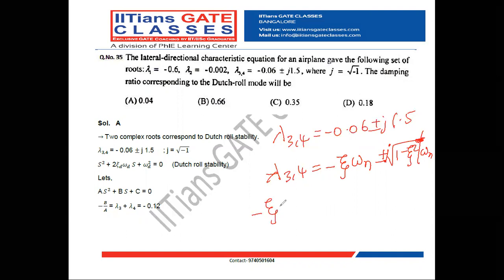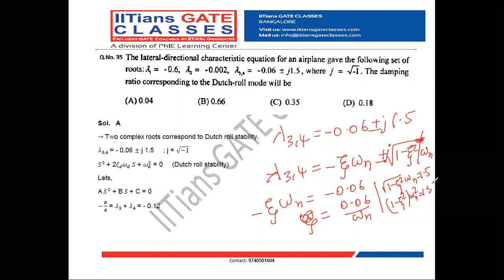we can get zeta into omega n equal to 0.06. So from that, zeta can be obtained as 0.06 divided by omega n. This is one equation. Next, root of 1 minus zeta square into omega n equal to 1.5. Square it on both sides. So we'll get 1 minus zeta square into omega n square equal to 1.5 square.